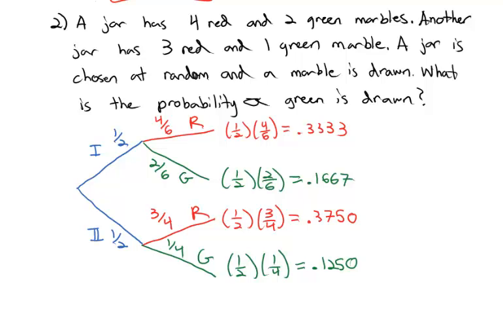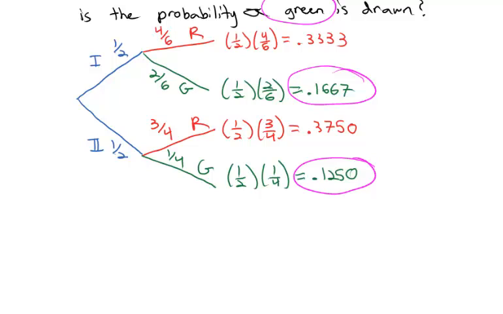And we want to end up with a green marble. So let's combine and add the green marbles together. When we add, we got 0.1667 plus 0.1250. That gives me a probability that I get a green is equal to 0.2917.